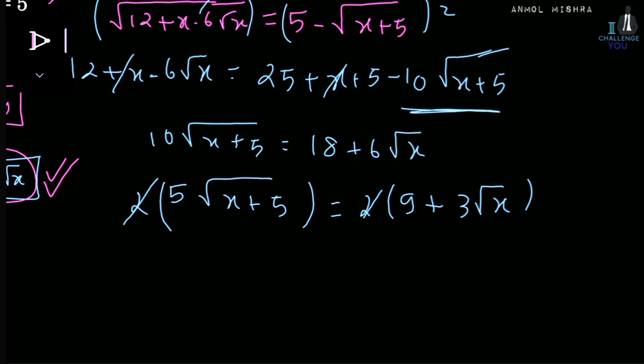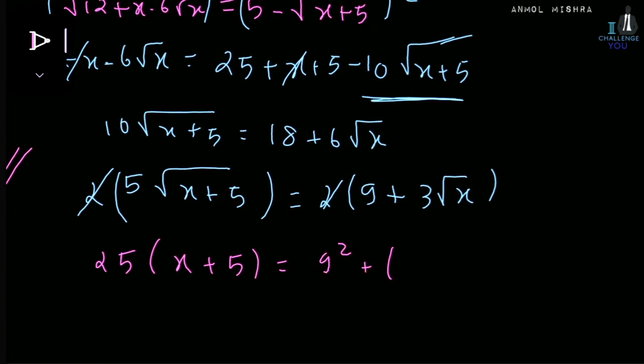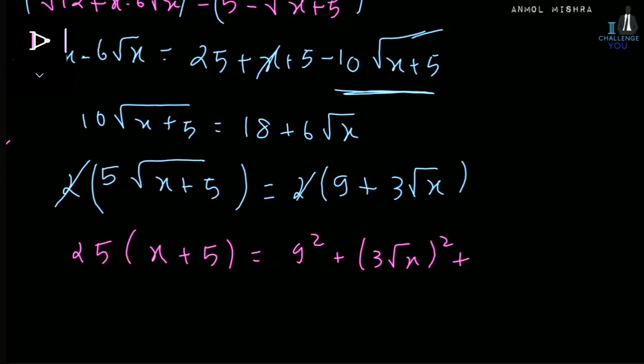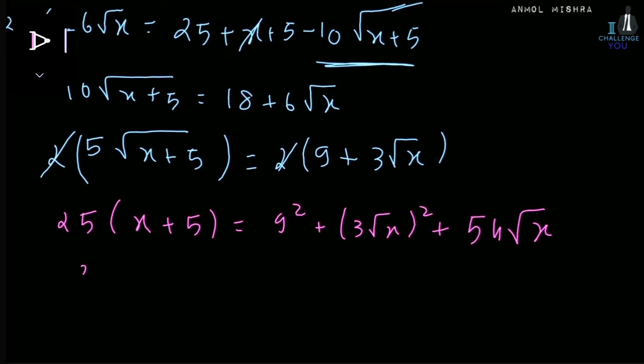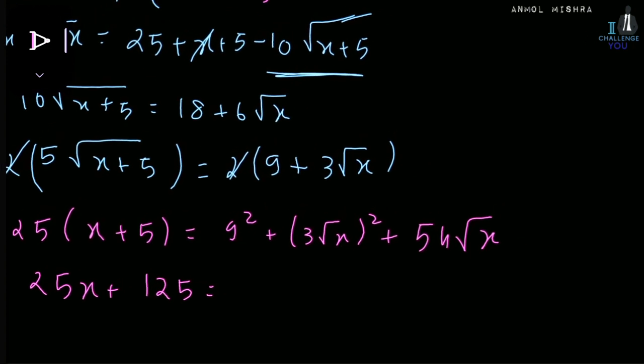Now we will again square both the sides. Here it will be 25 times x plus 5, and that is equal to 9 square plus 3 root x the whole square plus 2 into 3 into 9, so 2 times 3 is 6, and 6 into 9 is 54, and root x as it is. So we can say it would be 25x plus 25 into 5, which is 125, and that is equal to 9 square, that is 81, plus 3 root x the whole square means 9x, plus 54 root x.